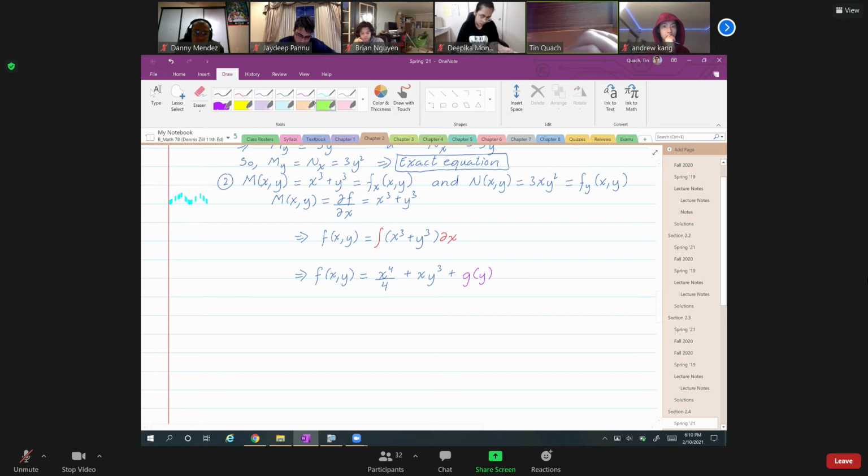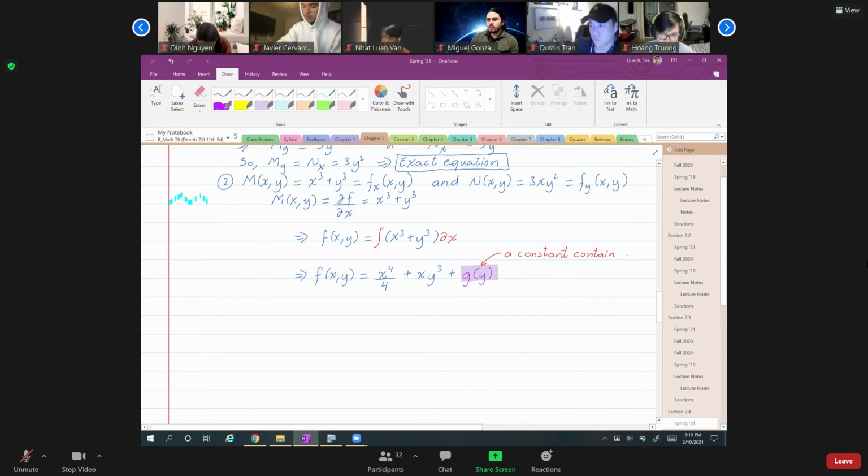So you make a note of this. This is a constant containing y. If you were to integrate with respect to y, then the constant is going to be a function of x, because x is considered a constant. It's important for you to know that. So we don't get the f of xy yet, because we don't know what this is, so we have to find out what that is.